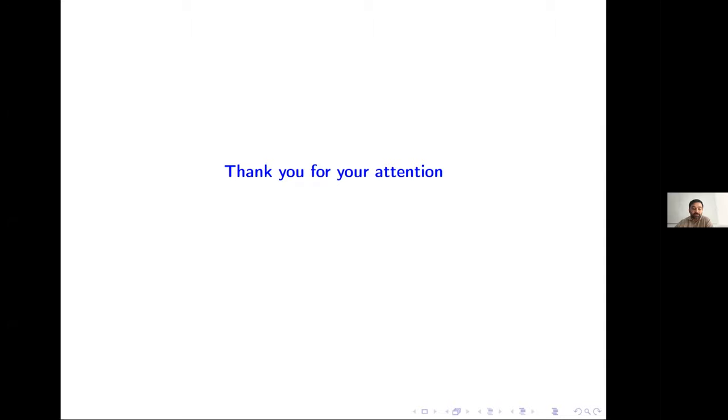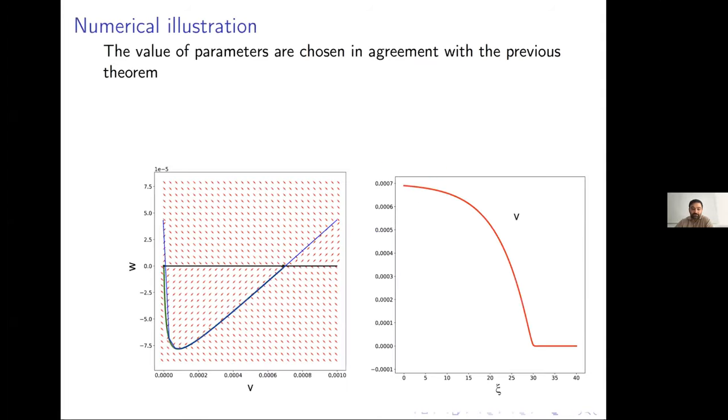So the question of Nabil is, V is not C1, only C0? Is the function V C1 or just continuous? The function V is C1.